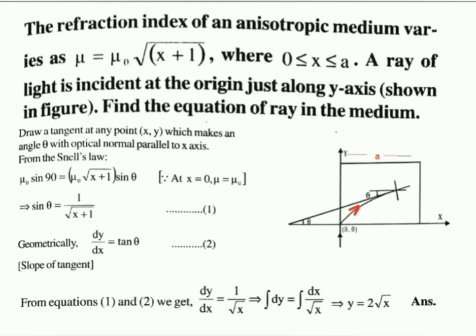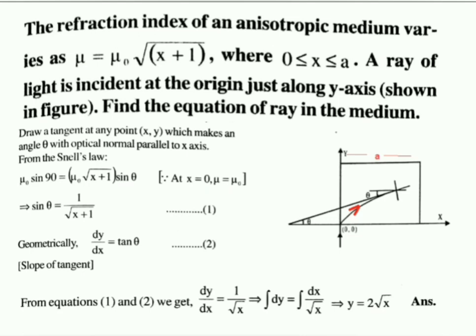Okay, in the first medium, mu naught into sine 90 should be mu 2 into sine theta. How to get this value of theta? Since the light ray is bending, draw a tangent. The angle made by the tangent with the x-axis will give you the angle of refraction. So we have got this angle of refraction as theta here, but mu is given as mu naught root 1 plus x as per the question, where mu naught is the refractive index of air.